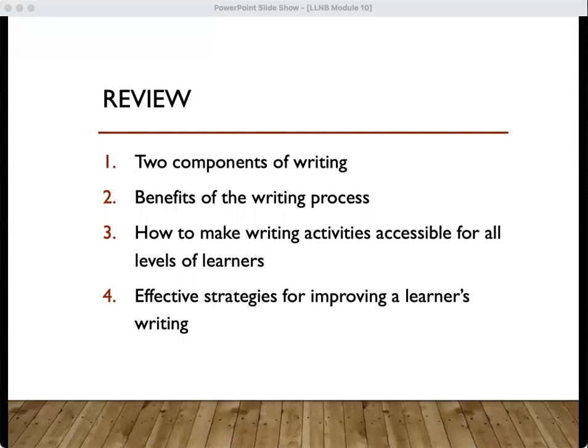We looked at how to work with beginners and what we could do to make writing activities more accessible to them. We can give them sentence starters, or we can ask them specific questions. If they can't write yet, they can dictate it to us, and we can write it down for them. And finally, we looked at effective writing strategies for improving a learner's writing. That includes process writing, strategy instruction, summarization, collaborative writing, setting specific product goals, word processing, combining sentences, pre-writing, using inquiry activities, and providing models.